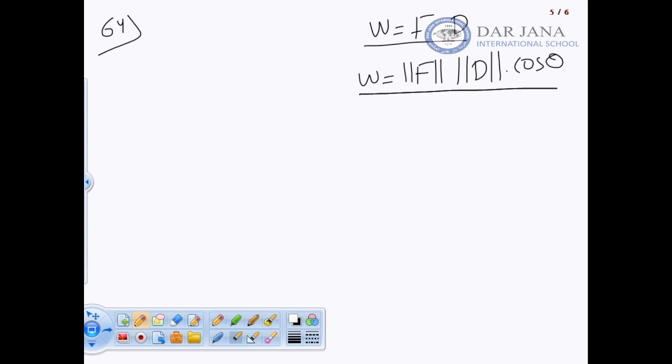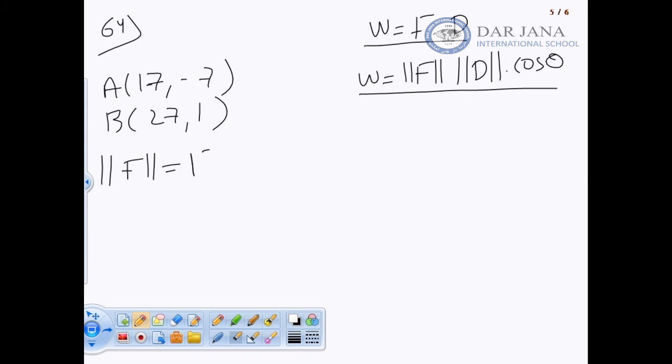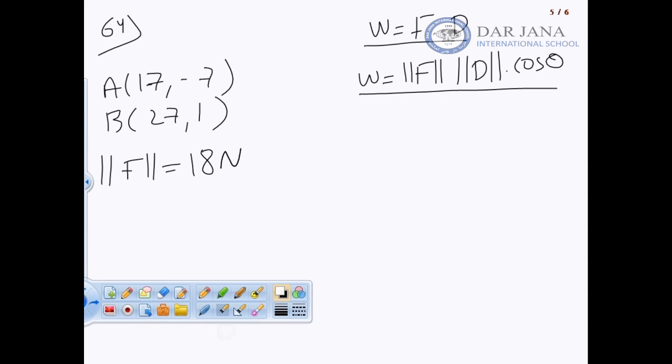We have A (17, negative 7), B (27, 1), and the magnitude of the force equals 18 newtons. Since we have the magnitude of the force, definitely I'm going to use this formula.